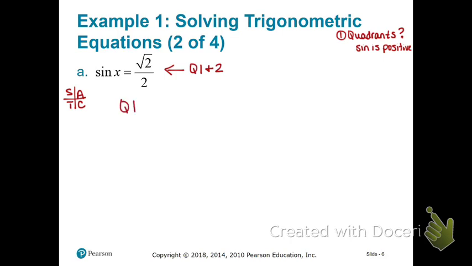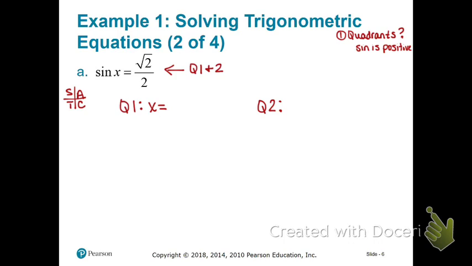So we're going to have our quadrant 1 answer. And we're going to have a quadrant 2 answer. Well, our angle is x, so I'm going to put x equals. What is sine, x or y?